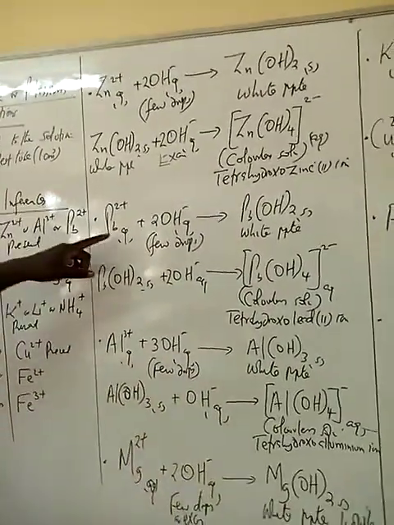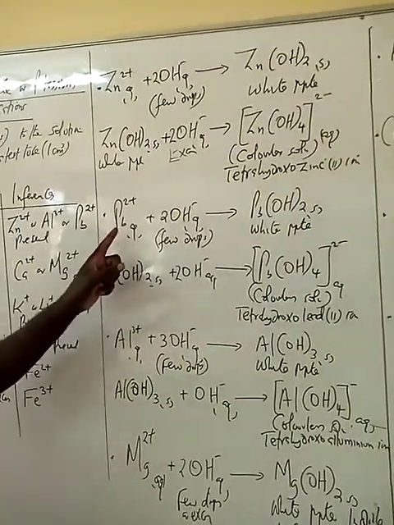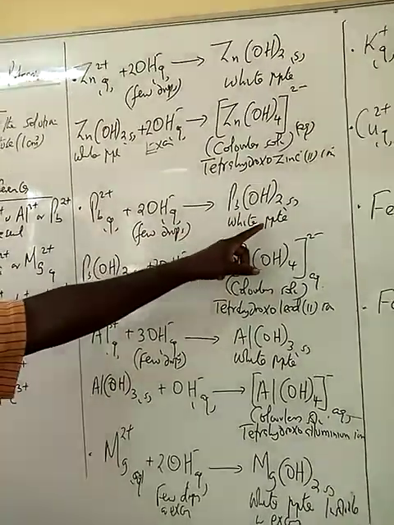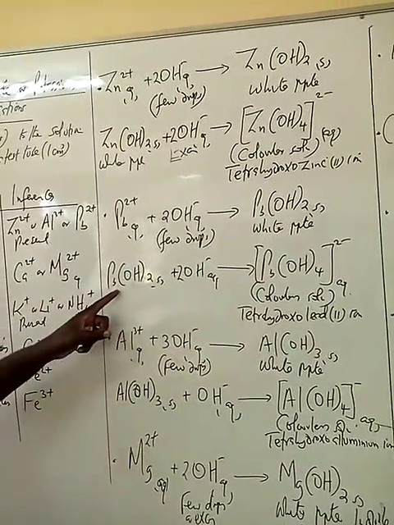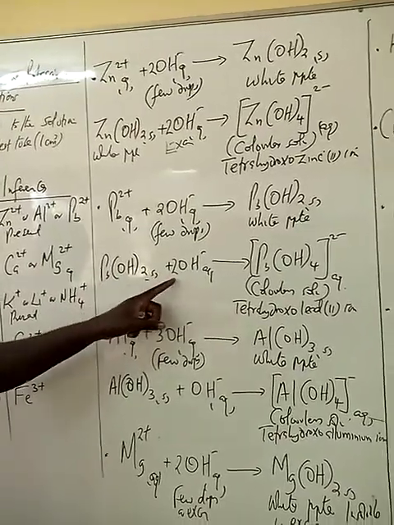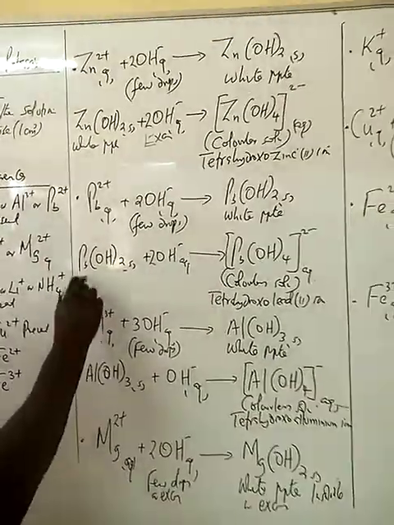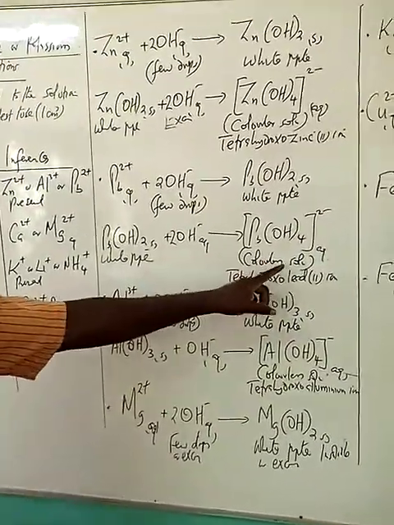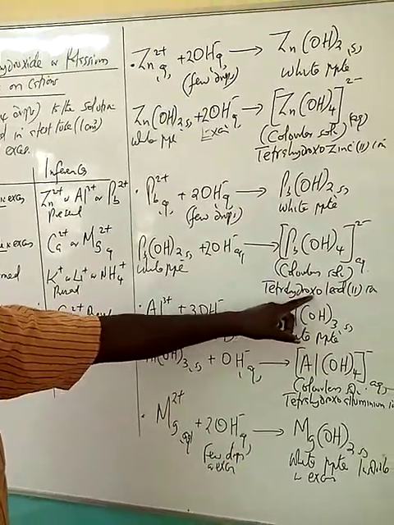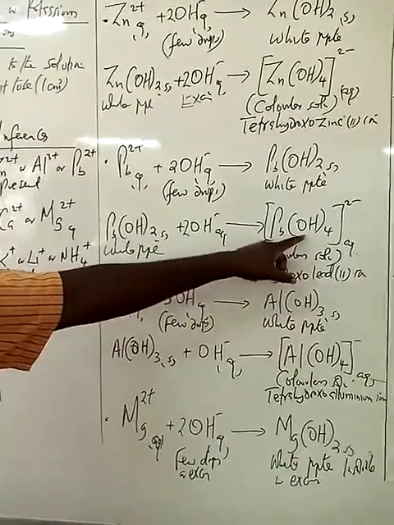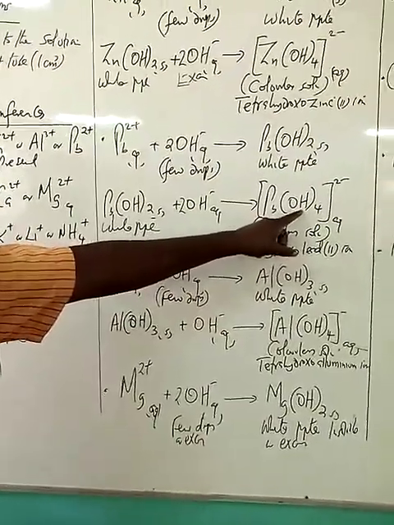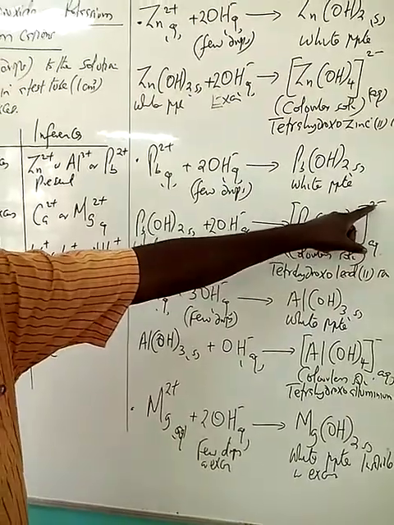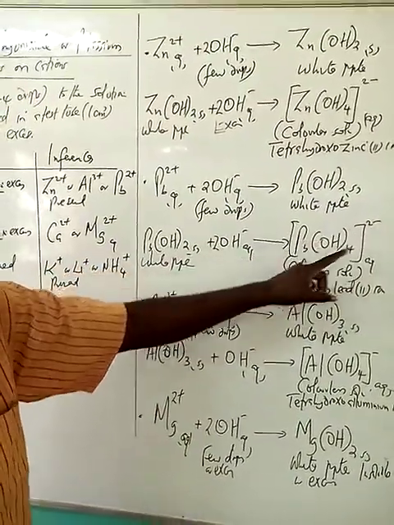With lead 2 ion, it is the same. It forms lead 2 hydroxide, which is a white precipitate. The white precipitate dissolves. This is the ionic equation for the dissolving. This is a white precipitate formed with a few drops. With excess, it forms a colorless solution, which is called tetrahydroxo lead 2 ion, which is also an anion with a negative charge of 2.